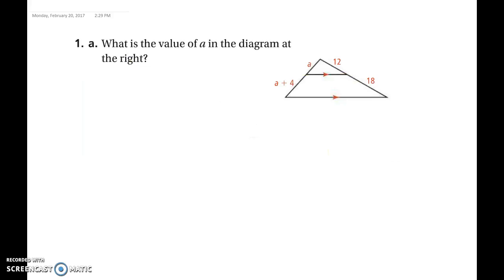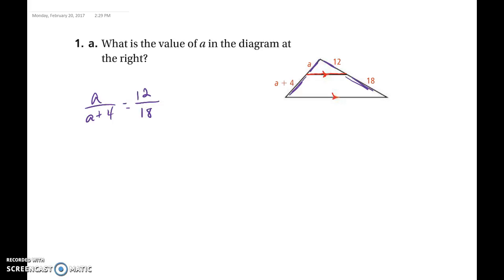What is the value of A in the diagram at the right? Since we know that these two lines are parallel and this line intersects both sides of the triangle, we can create a proportion. So we can say A over A plus 4. I went top left over bottom left, so that means I need to go top right over bottom right. So here we will say 12 over 18. And remember, there are different ways that you can set up these proportions. It's not just this way here.